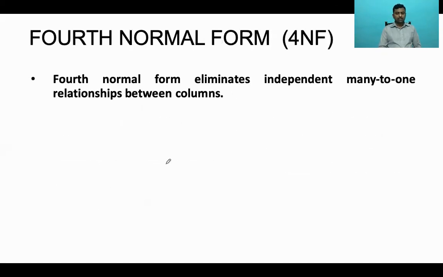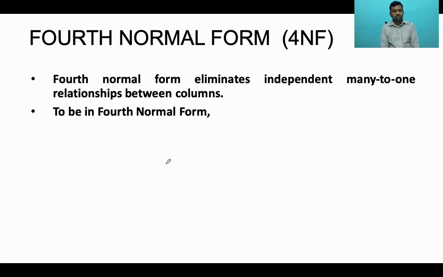So, fourth normal form. Let us see what fourth normal form is and how to decompose it. The fourth normal form eliminates independent many-to-one relationships between columns. So if I have independent many-to-one relationships between columns, then you have to take care of it. That is very important, right?